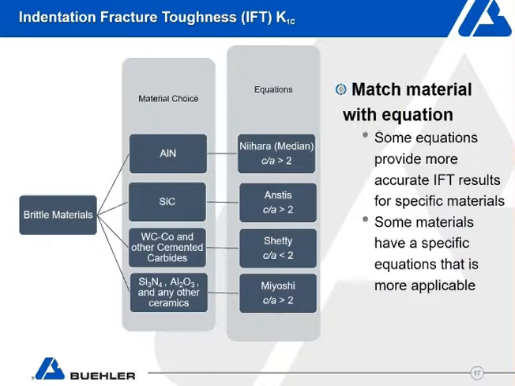So this can either be Niihara, which is a median type of equation. We've got Anstis's, again, for C over A ratio greater than 2. And when you're working with Shetty, which is less than 2, that would be ideal for that tungsten carbide cobalt component. And Miyoshi is also another equation, ideally for C over A ratio greater than 2. And the message to take from this is, of course, match the material that you're working on with a specific equation to get accurate IFT results.